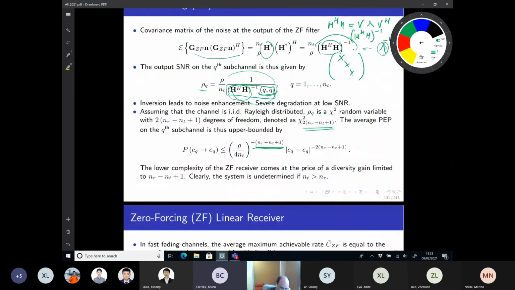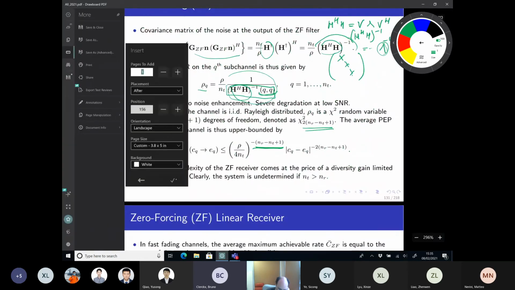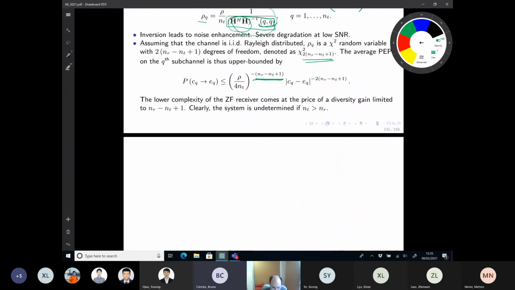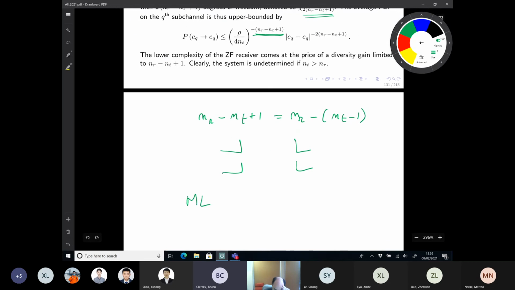I want to give you some insight. Instead of going into all the math, I want to give you some insight into what's happening. So let me write this differently. You have NR minus NT plus 1. Let's say you have 2 receive antennas and 2 transmit antennas. When you had ML, diversity gain was NR, equal to 2. With zero forcing, diversity gain is 2 minus 2 plus 1, which is equal to 1. So I have lost 1, right?